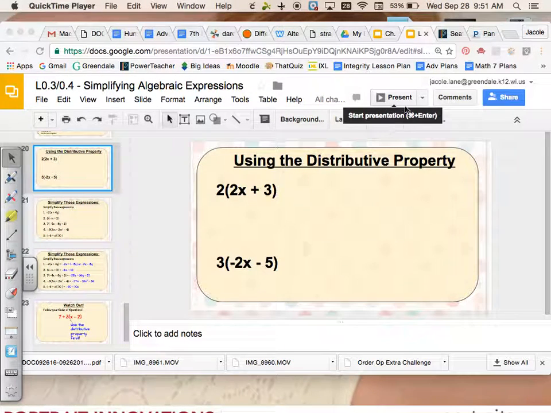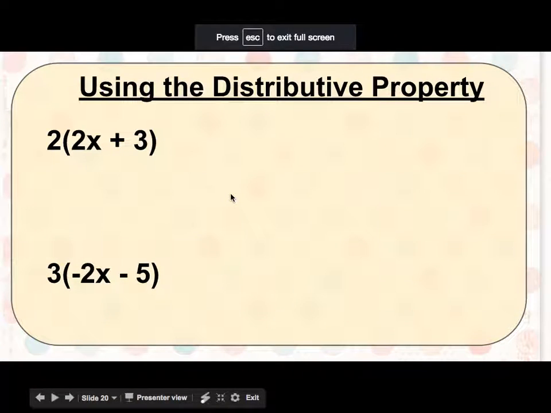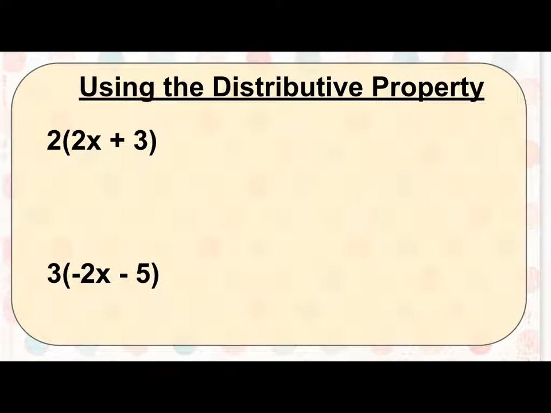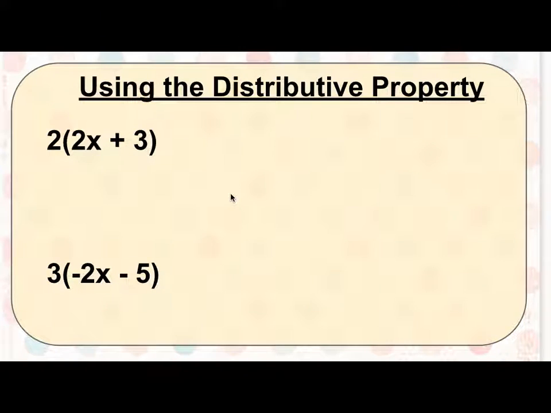And really, this is the second step of simplifying, because when we get to something like this and we see the parentheses, we've got to get rid of parentheses before we can box up terms and really simplify anything. We have to distribute.